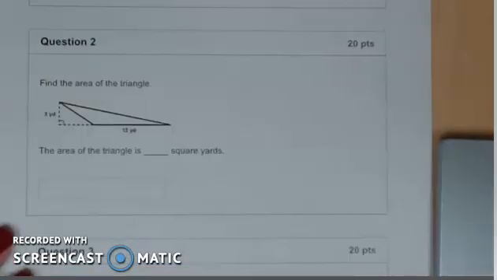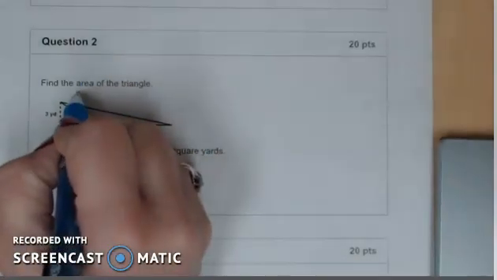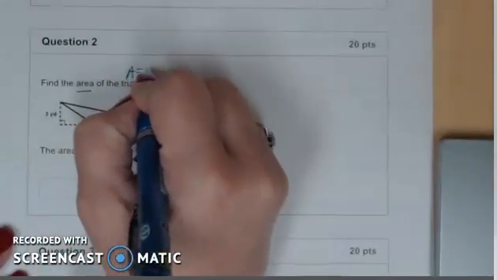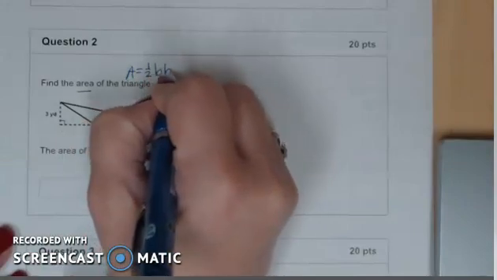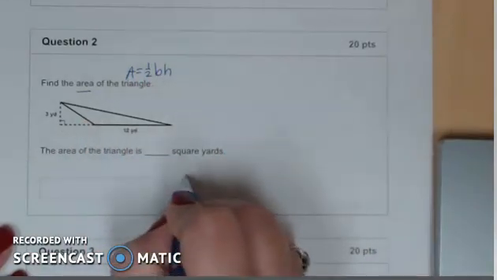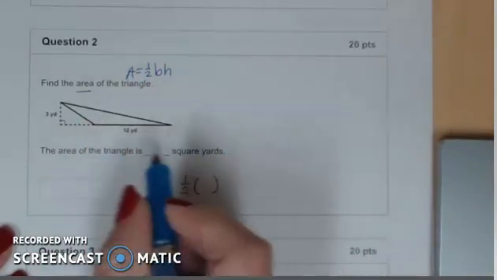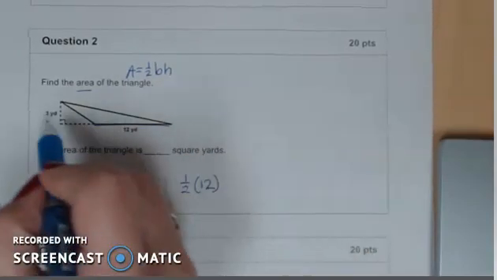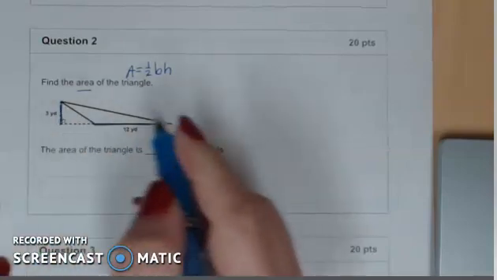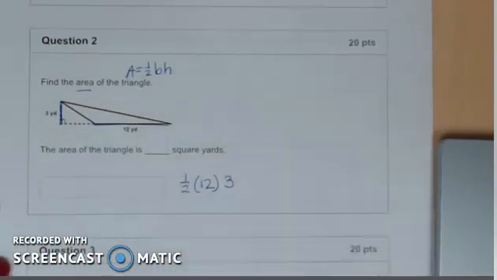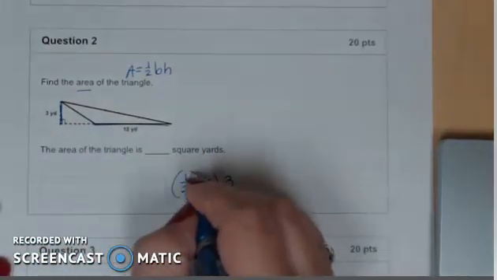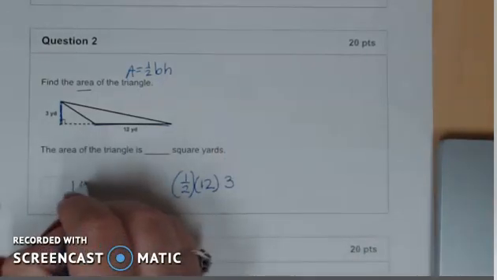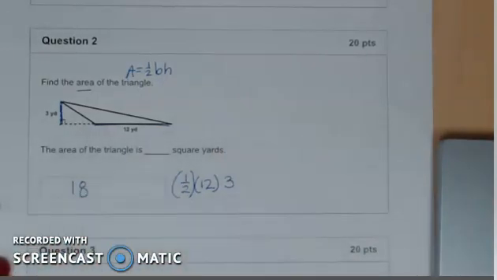Let's kind of do some other odd shapes. Let's look at this one. It says find the area of the triangle. So since I'm doing area is equal to 1/2 base times height, I'm going to say for my triangle, it's going to be 1/2 my base, which my base is 12, times my height, which they're giving me over here, times 3. And then I can multiply that all together just using my calculator. So this gives me a value of 18 square yards.